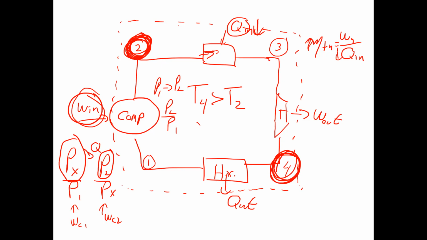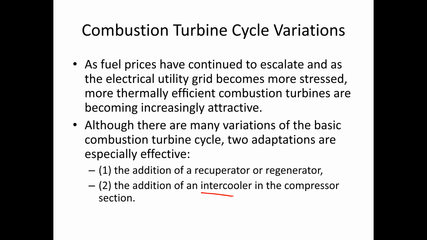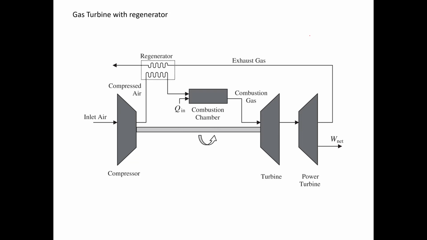And so, again, net work is the work of the turbine minus the work of the compressor. If I can make the work of the compressor less, I make my net work higher, which makes my efficiency higher. So the diagrams would look something like this.